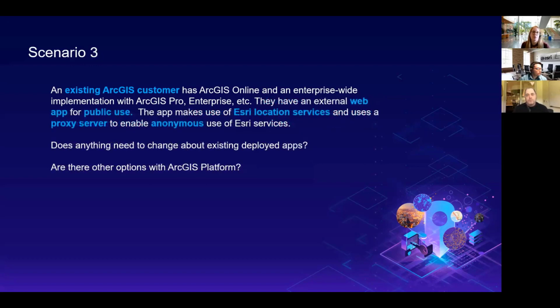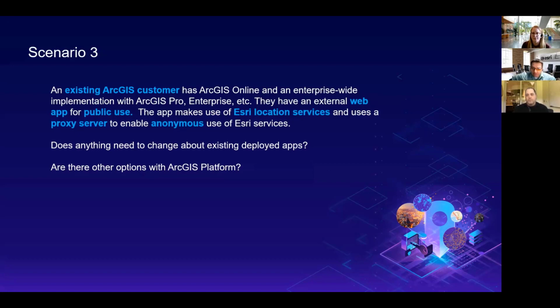All right, so for scenario 3, we have an existing ArcGIS customer, again with that SaaS and software deployed. And in this case, they have an external web application for public use. And the app uses Esri location services, let's say, geocoding service. And so the way that's deployed now is with a proxy server, and that is what enables the anonymous use of Esri services. So with this deployment pattern, does anything need to change about the existing deployed apps, or are there other options? Alex, why don't you take this one?